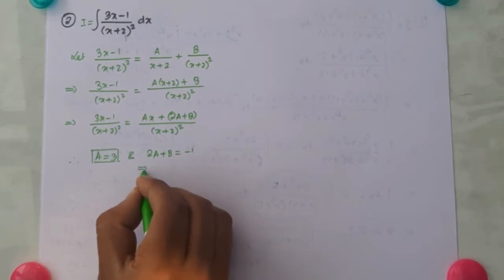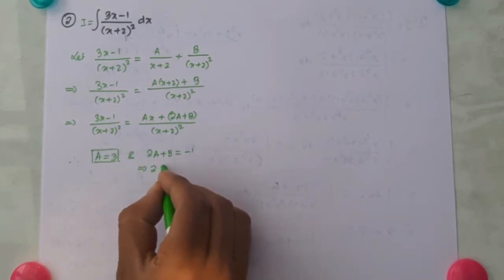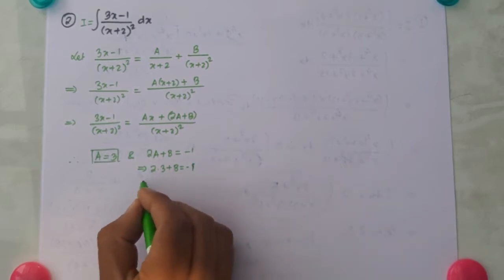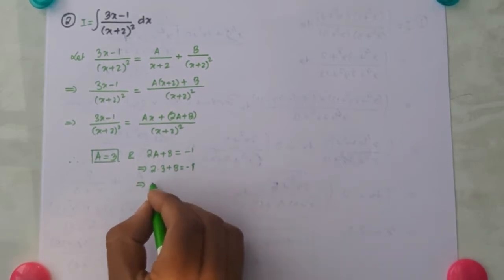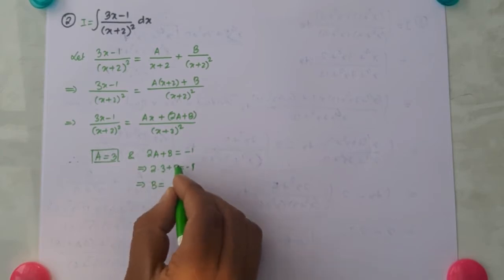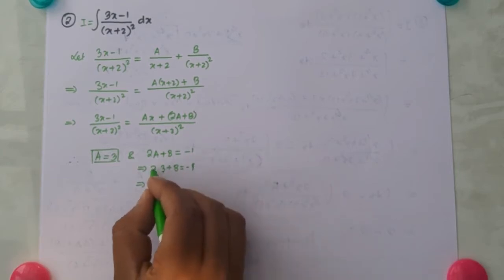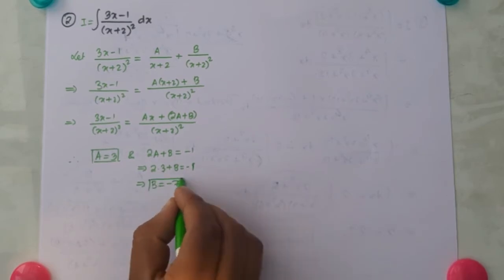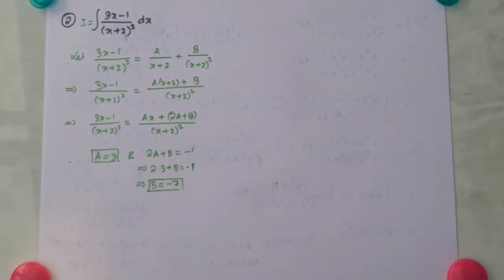Now what's the value of a? A is 3, so this becomes 2 into 3 plus b is equal to minus 1. So 2 into 3 is 6, so the value of b turns out to be, minus 1 is there, this goes over there, becomes minus 6. So altogether you will get minus 7. Okay, so the value of b is also known to us.